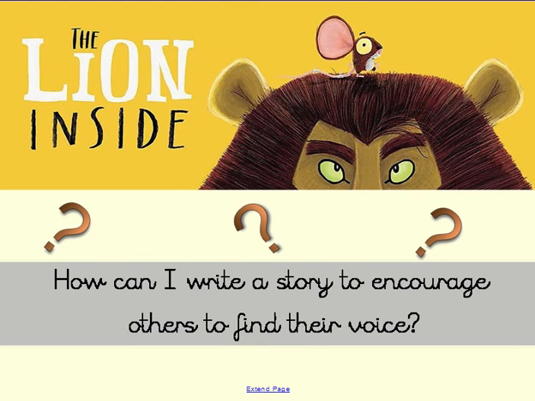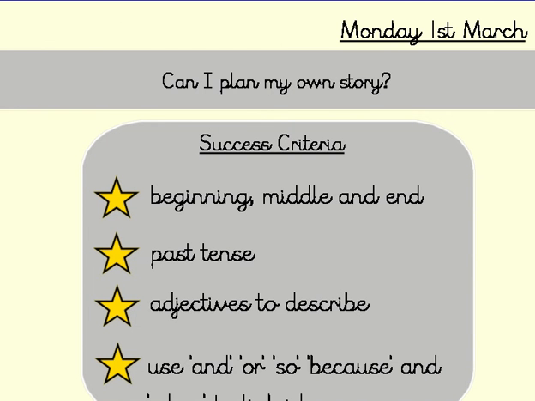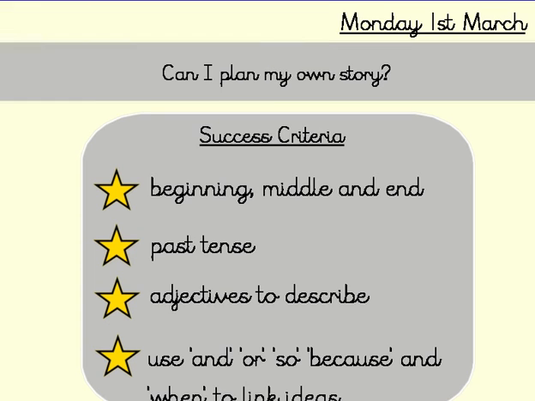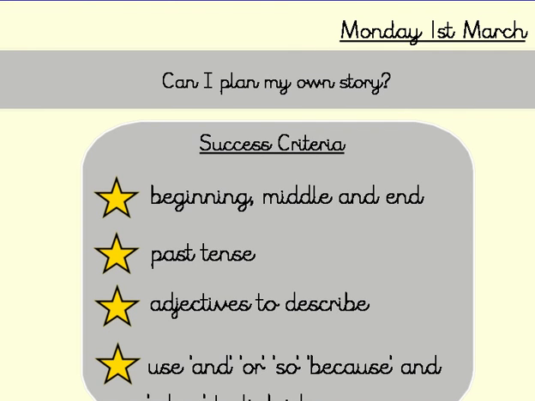Let's have a look at our success criteria. So in our stories we're going to want to have a clear beginning, so a clear opening to our story, middle, so the action that happens in the middle of our story, and ending. We're going to write in the past tense like we practiced last week. And we're going to try and use some adjectives, so those describing words to describe the setting and our characters. We're also going to try and use those linking words and, also, because and when to link ideas in our sentences. So today's job, we're going to plan our own stories.